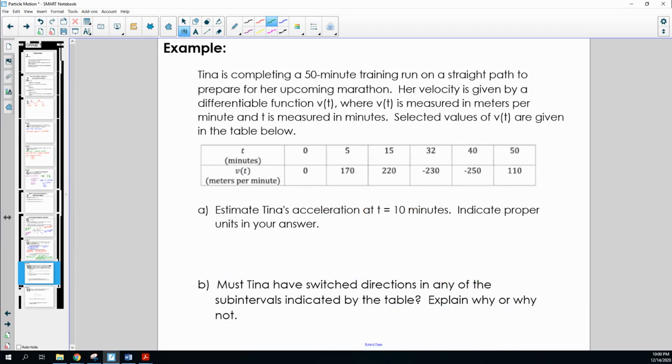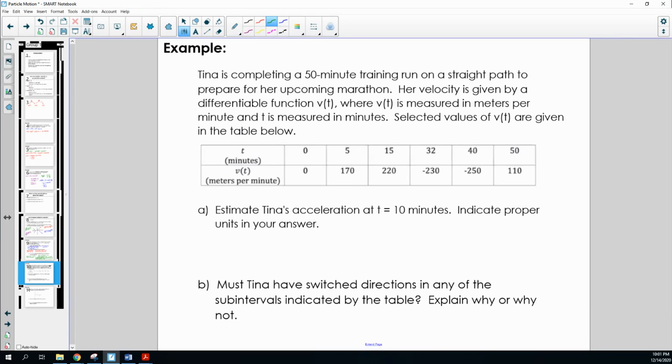Okay. So now we're just going to look at 2 other examples where we don't have the function, so we have to use knowledge of other information in order to figure things out. So here we've got Tina, who's completing a 50-minute training run on a straight path to prepare for her upcoming marathon. Her velocity is given by a differentiable function v of t, where v of t is measured in meters per minute and t is measured in minutes. Selected values of v of t are given in the table below.